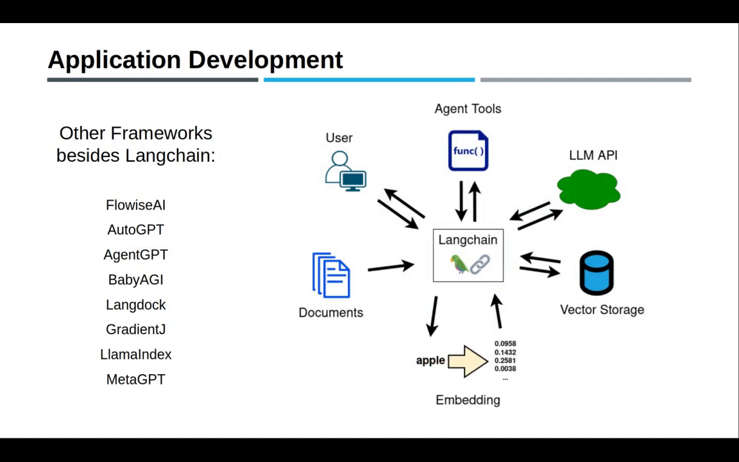There are other frameworks besides Langchain, of course. There's a list of them. Pick some examples. This diagram is also a bit of an overview of what I'll be talking about. So generally, this direction of flow here is counterclockwise, as you can see, starting with the user inputting text, and then ending with getting text out.